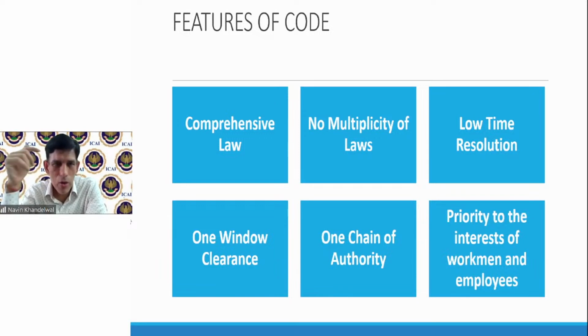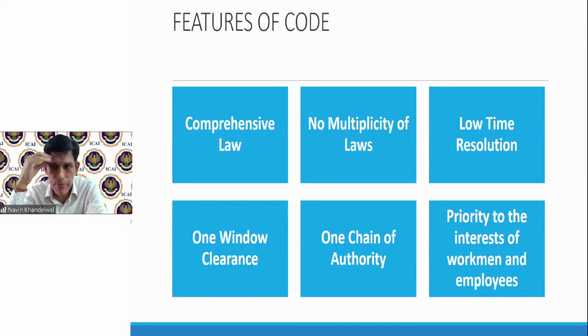So under one framework of IBC, I can follow the steps and close down my business instead of knocking doors at different levels, different places, different laws, and different codes. Now there's only one single way. One window clearance, that is the NCLT, the adjudicating authority, which will give all the clearances for my actions. That itself gives weightage to the whole process, that I don't need to run here and there. One chain of authority, which is IBBI, the regulatory authority, and there are no such multiple authorities.